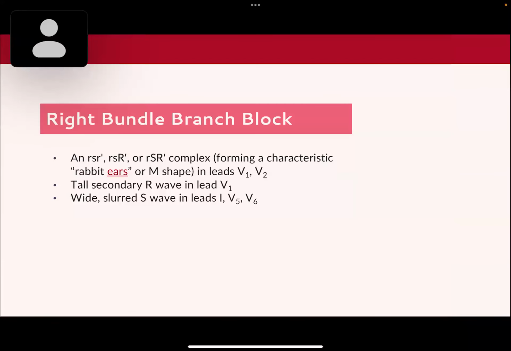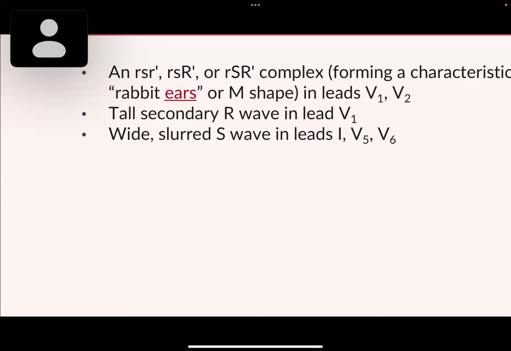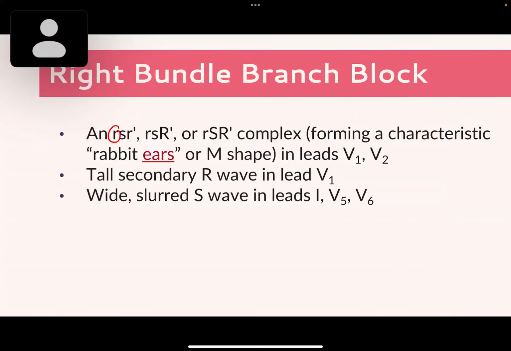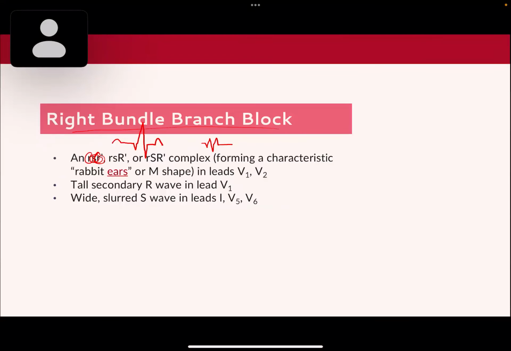A right bundle branch block, on the other hand, is described as this. If it's a small letter, this basically tells you that the R wave is small. We know that this is what a normal waveform looks like: a Q wave, R wave, S wave, and then T wave. They're saying here that there's a small R wave. They're going to have Q and then a small R wave, and then an S wave, and then suddenly another R wave. So S and then an R wave. It looks like rabbit ears. But this is what they call a right bundle branch block.